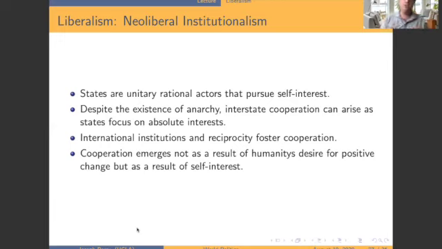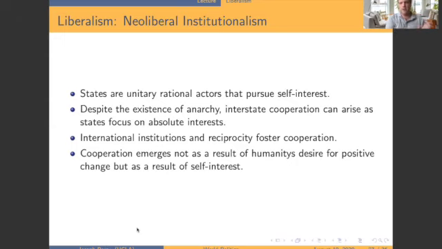These institutions are not a government per se, but are ways to facilitate these interactions in such a way that abuses do not occur. So why would these states join these institutions? Well, states, according to neoliberal institutionalism, are still the dominant actor, but their behavior is constrained by international interdependency.